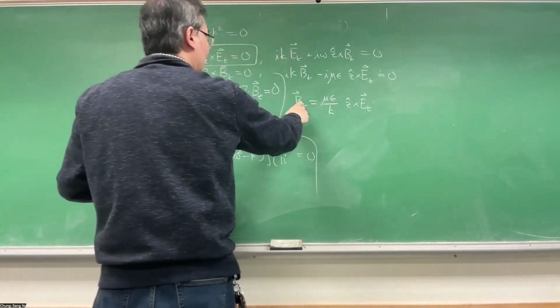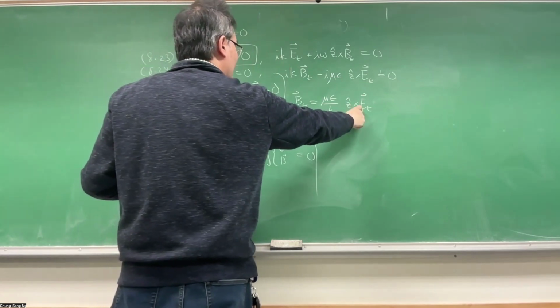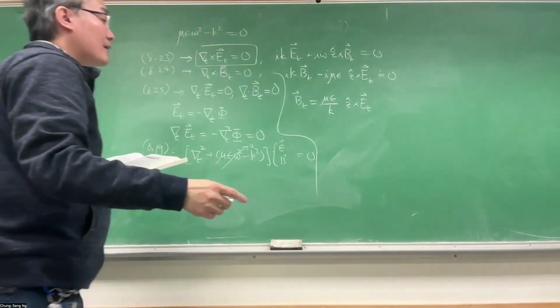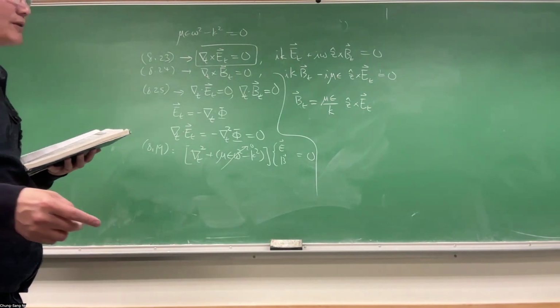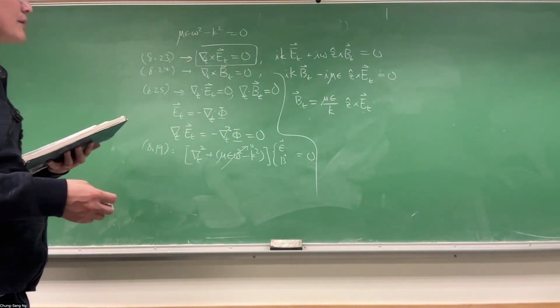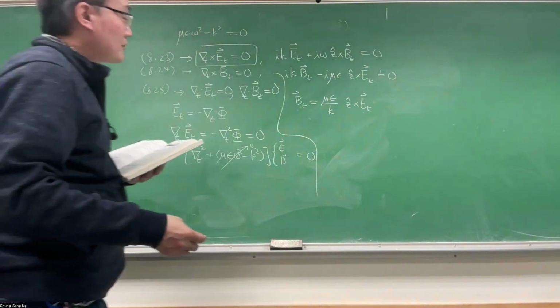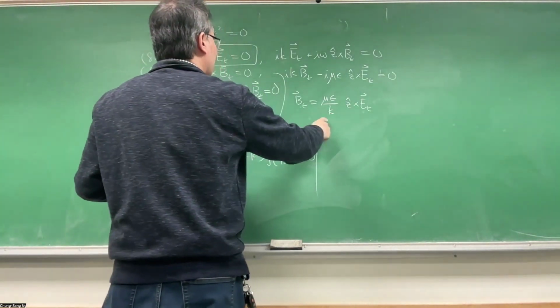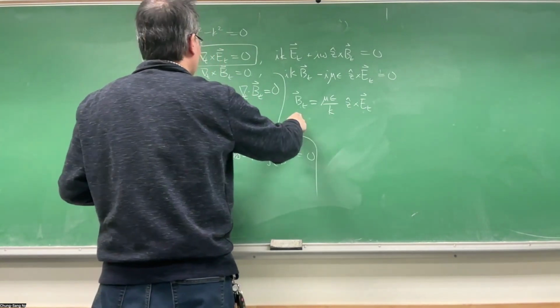So basically, B sub t is also perpendicular to E sub t. And both E sub t and B sub t are perpendicular to the propagation direction, which is now the z direction. And so they are transverse. So this is exactly the same as the plane wave relation.